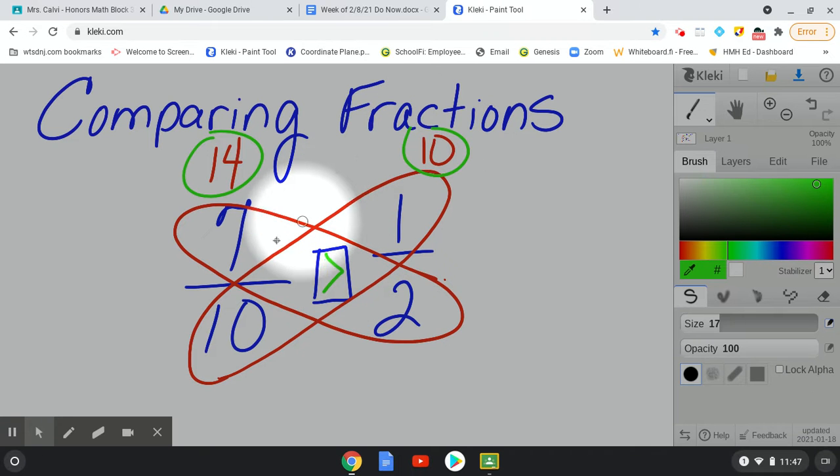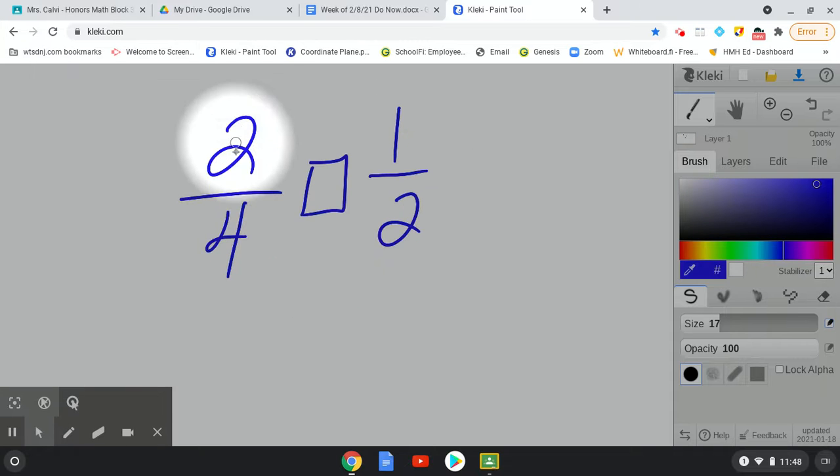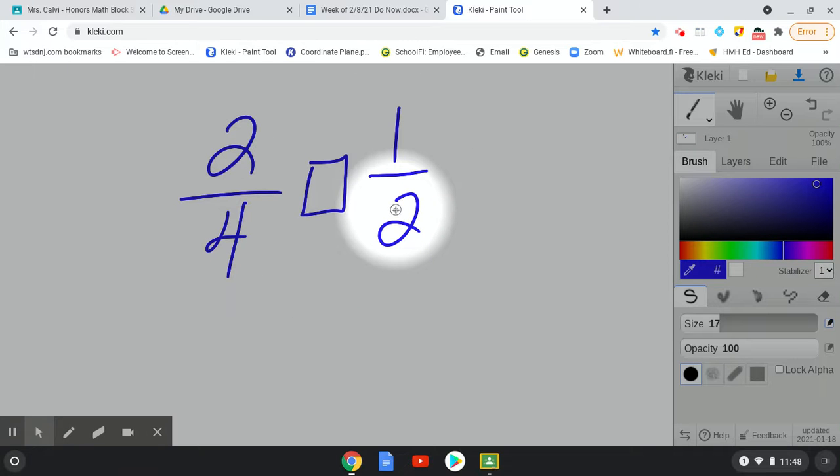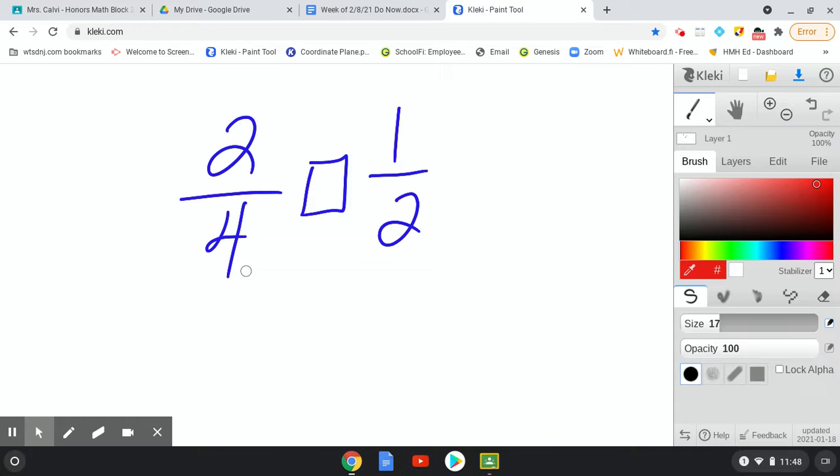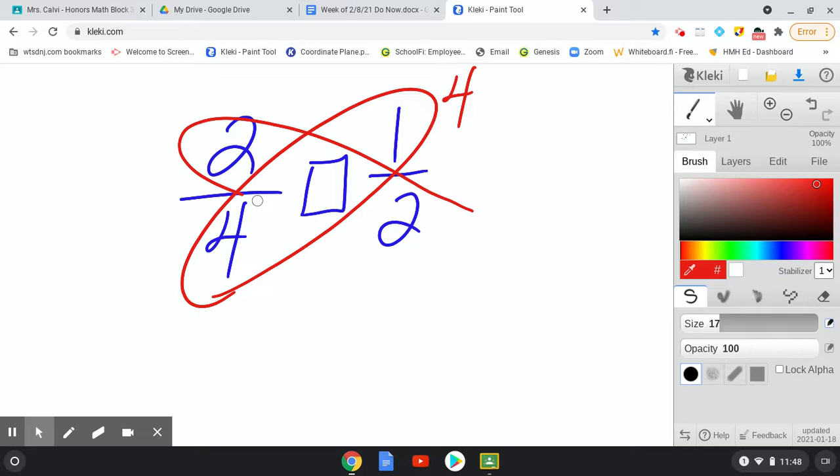All right, let's try another example. So here I am comparing 2/4 to 1/2. First step, look at my denominators. They are not the same, so here I know I need to cross multiply. So 4 times 1 gives me 4, and 2 times 2 gives me 4. Well, these two fractions are equivalent or equal to each other.